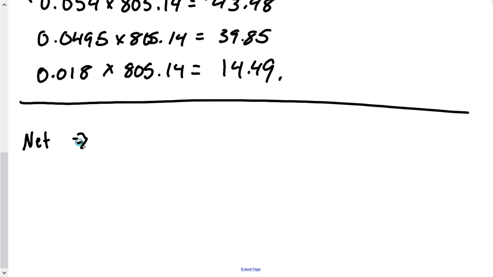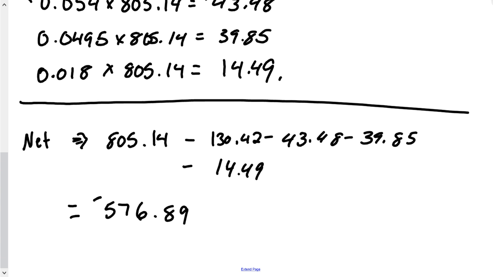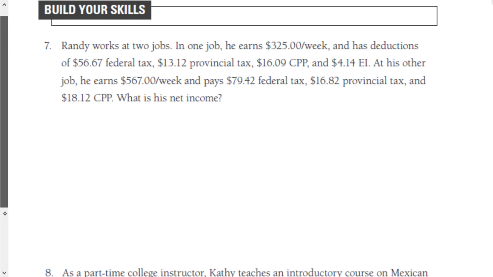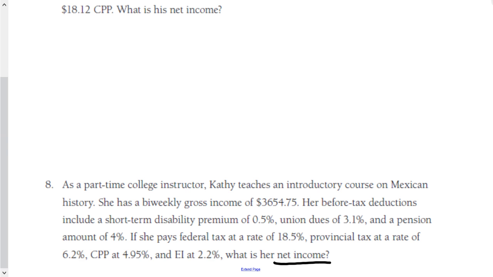So his net income is equal to 805.14 minus 130.42 minus 43.48 minus 39.85 minus 14.49 is equal to 576.89. That is his total net income. Okay, you're going to do the same thing with 7 and 8, and it's the same process of just finding the net income.